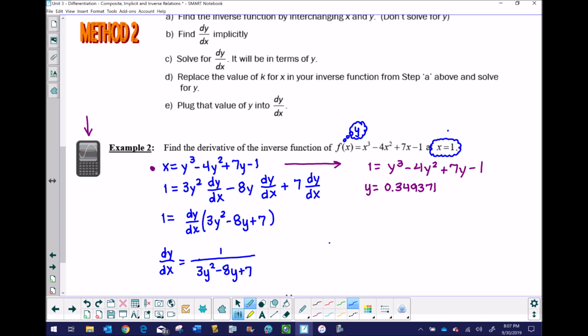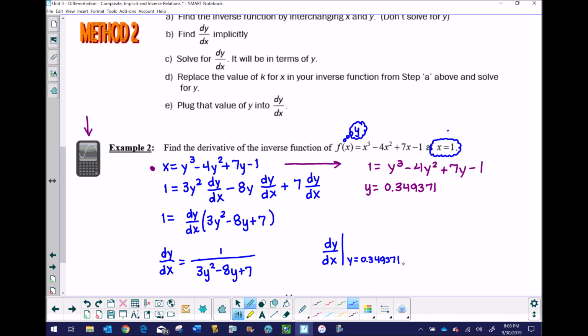So to get my final answer, all I need to do is take the derivative of y with respect to x, and then I can evaluate that such that x equal 1, I could write x equal 1 down here, I could write y equal 0.349371.